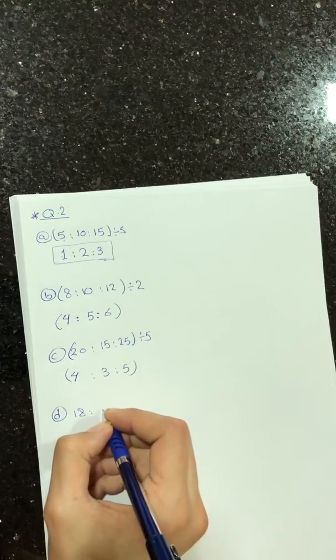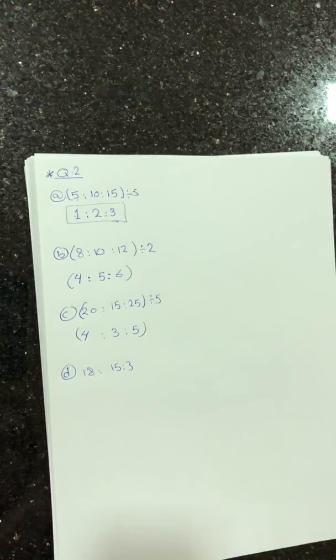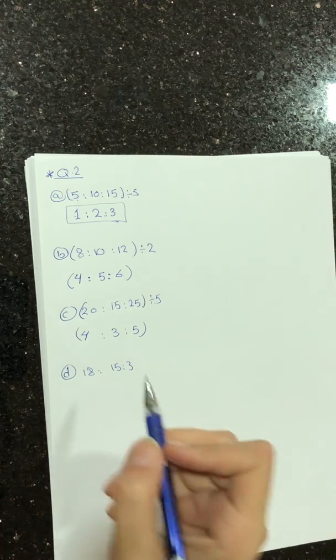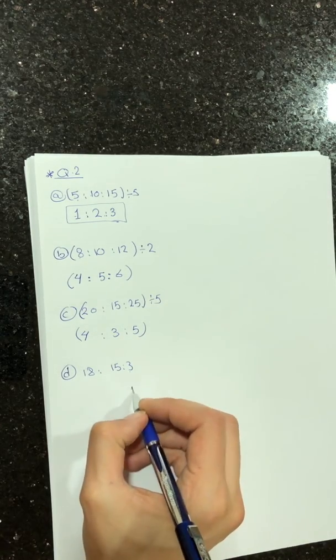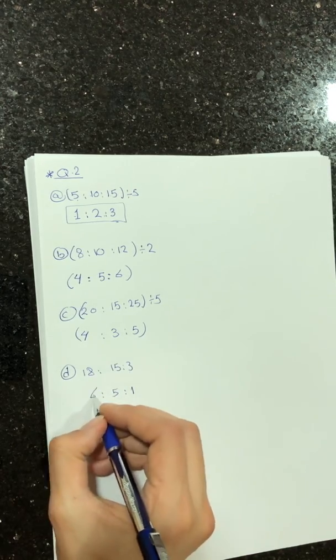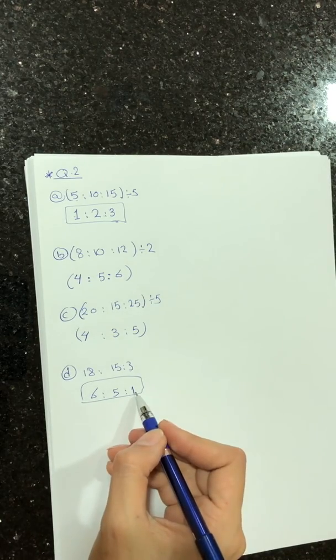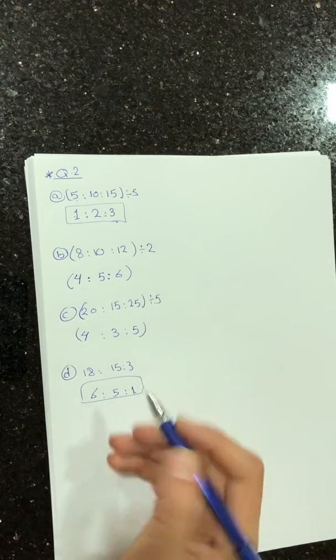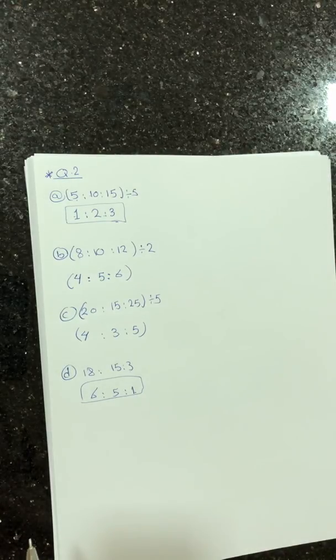18 to 15 to 3. You can also, like a little tip, start dividing by the smallest number of the ratio. The smallest number here is 3, so start dividing by 3. 3 divided by 3 is 1, 15 divided by 3 is 5, 18 divided by 3 is 6. This is the simplest form. As soon as you get 1 in one of the digits, this is the simplest form of this ratio because 1 cannot be further divided by any number and getting a whole number.